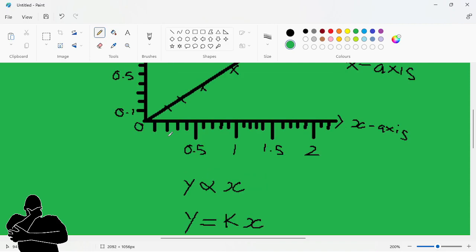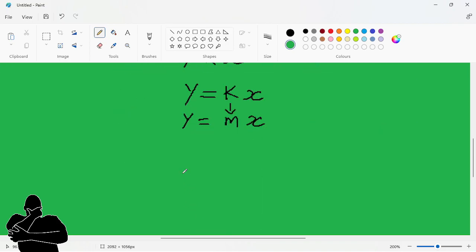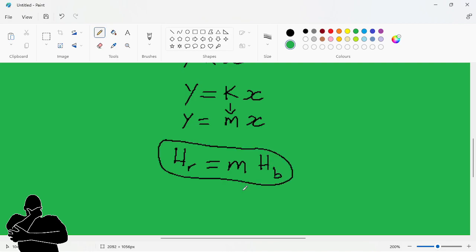Now if your graph is a straight line and it passes through the origin, then this k is m, and m is just the gradient of the graph. So this is basically y is equal to mx. So whatever is on the y-axis, H rebound, is equal to m, which is the gradient, times x, or whatever is on the x-axis, which is H before. All you need to do now is solve the gradient and plug it into this formula, and you will get the final equation that you need.